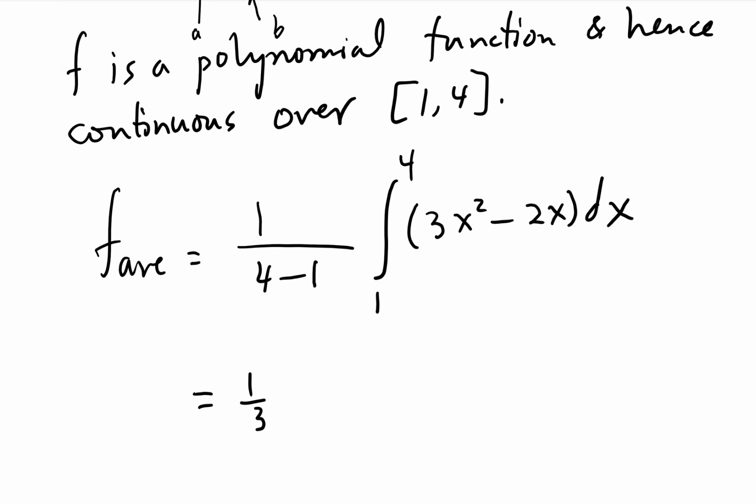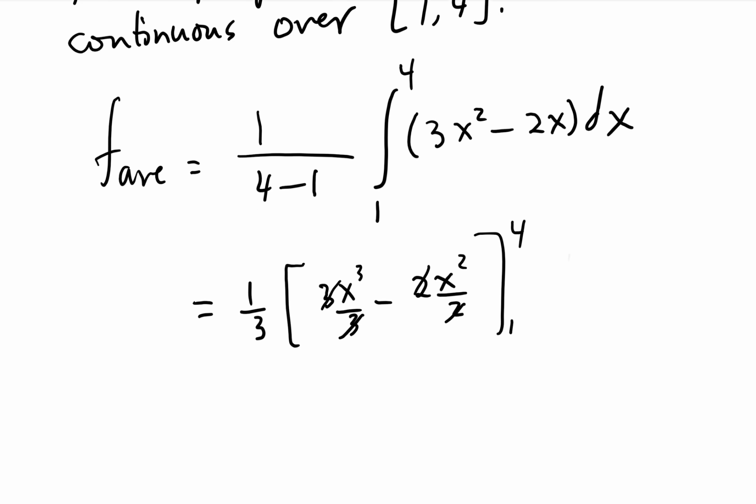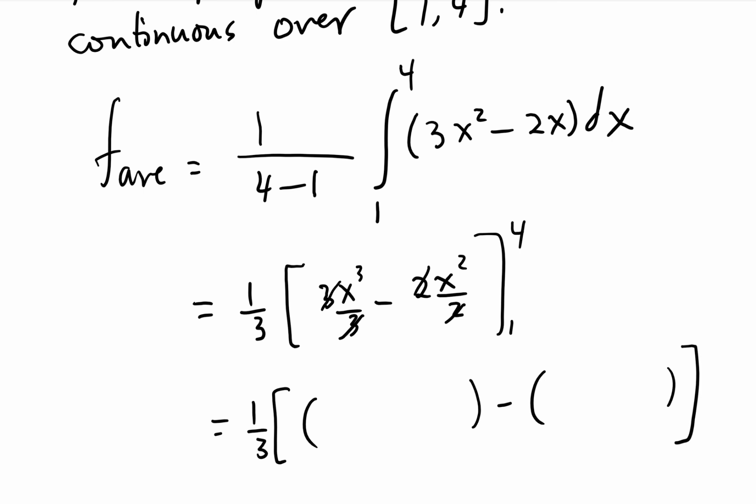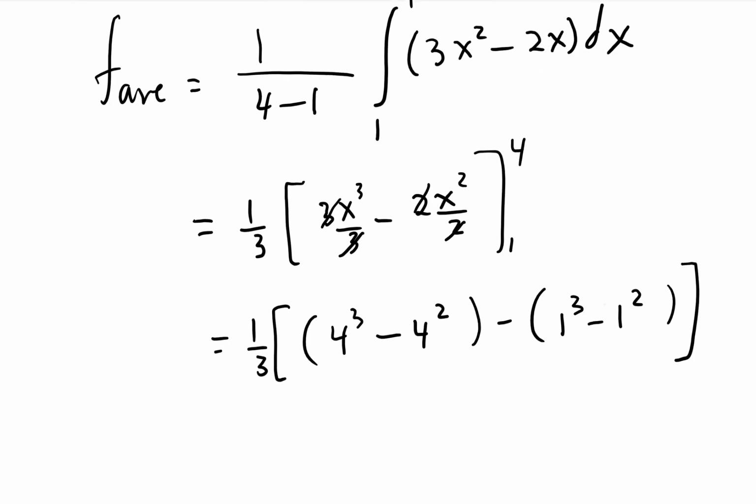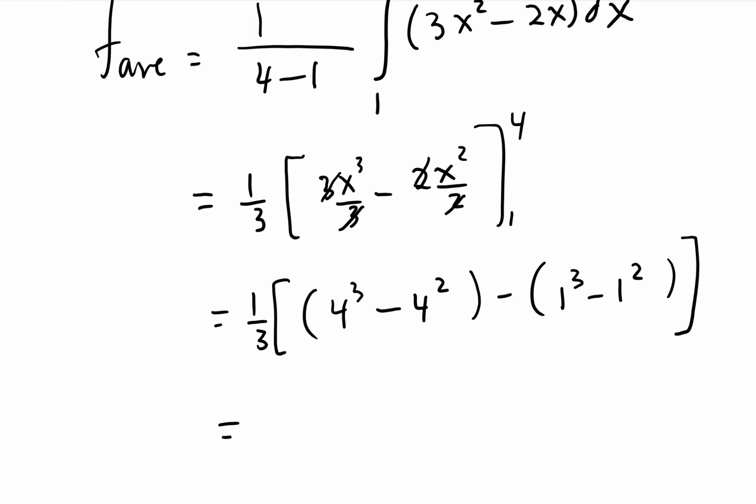So this is 1/3. We can integrate this one so easily, 3x cubed over 3, 2x squared over 2, from 1 to 4. The 2 cancel, the 3 cancel. Keep the 1/3 out. I always open 2 parentheses. Plug the 4 in: 4 to the 3rd minus 4 squared, minus 1 to the 3rd minus 1 squared. If you do the calculations, you get 64 minus 16 minus, this cancels out, and that's 48. Times 1/3, that would be 16.